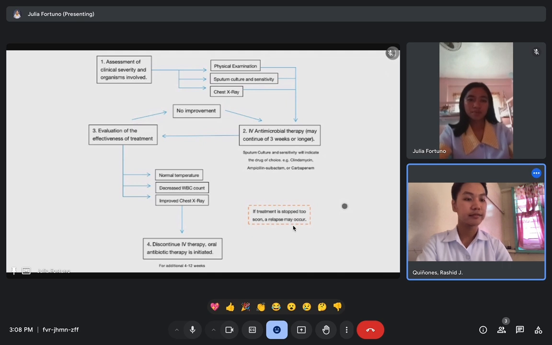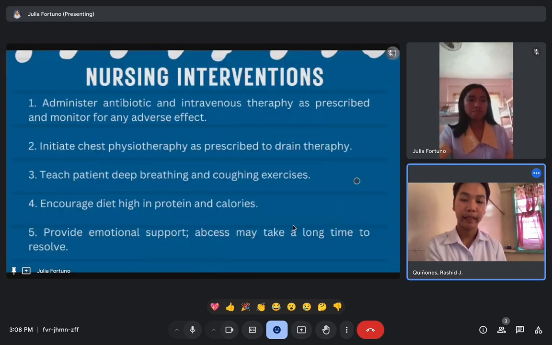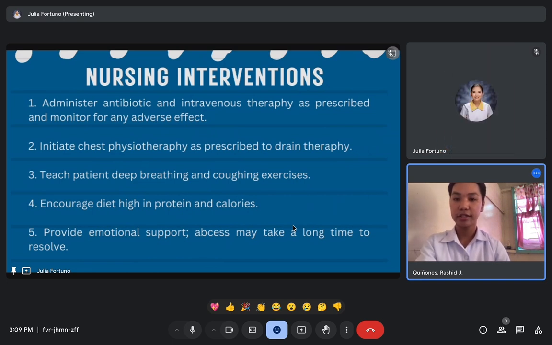So next, we have nursing interventions. First is to administer antibiotics and intravenous therapy as prescribed and monitor for any adverse effect. Also initiate chest physiotherapy as prescribed to drain secretions, teach the patient about deep breathing and coughing exercises, and encourage a diet high in protein and calories. And lastly, provide emotional support since an abscess may take a long time to resolve.